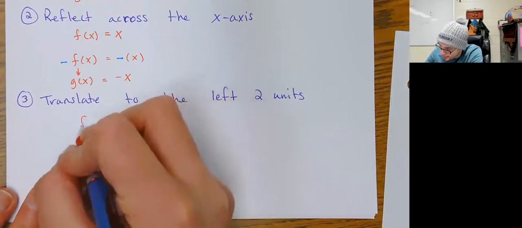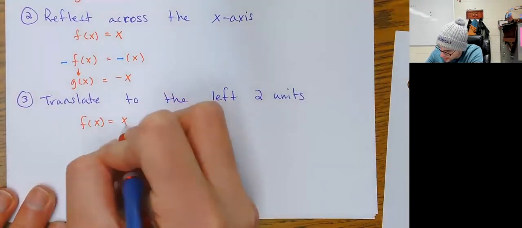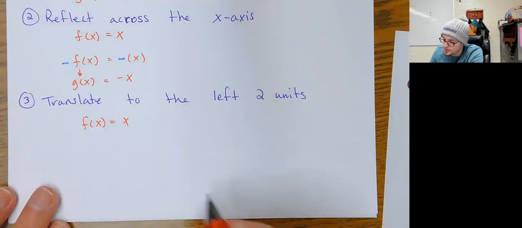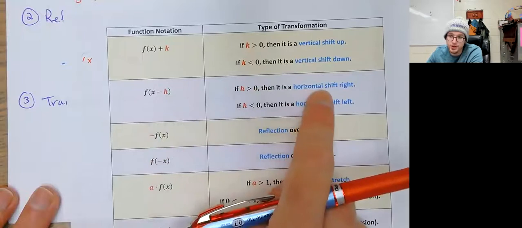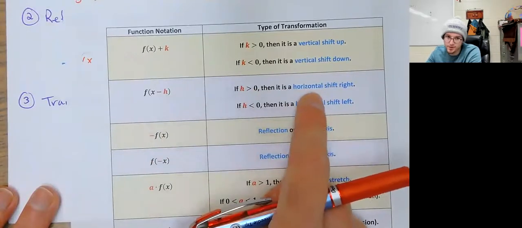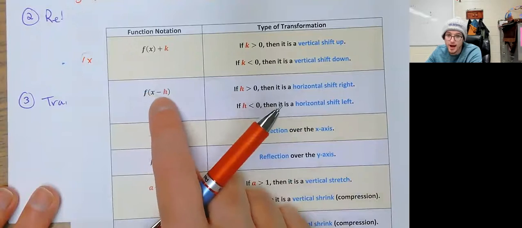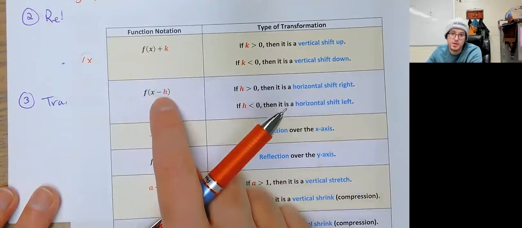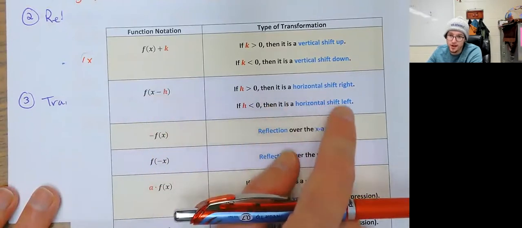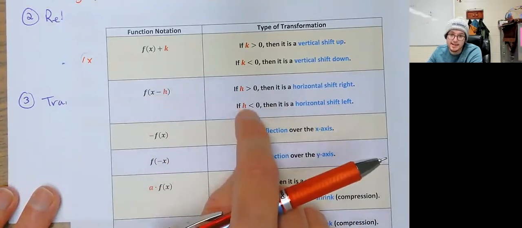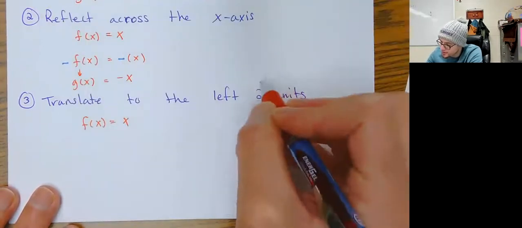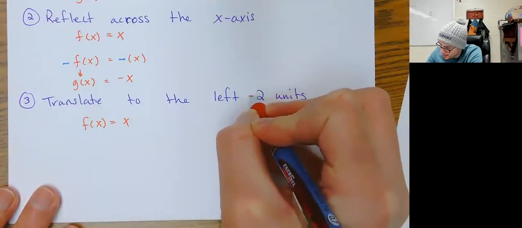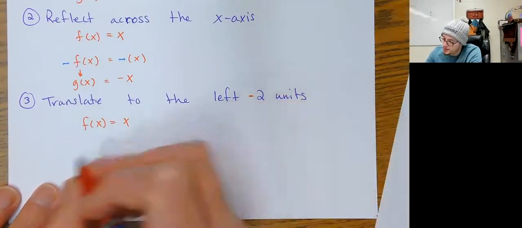All right, now we've got f of x equals x. So we're going to go to the left 2 units. If I look here, horizontal shift, left or right, so translation left or right, means that we're going to subtract a value from the input directly. And if we want to go to the left, that means the value we are subtracting is less than 0. That means it's negative. So if we want to go left 2, this is actually going to be a negative 2. So we're going to have f of x.